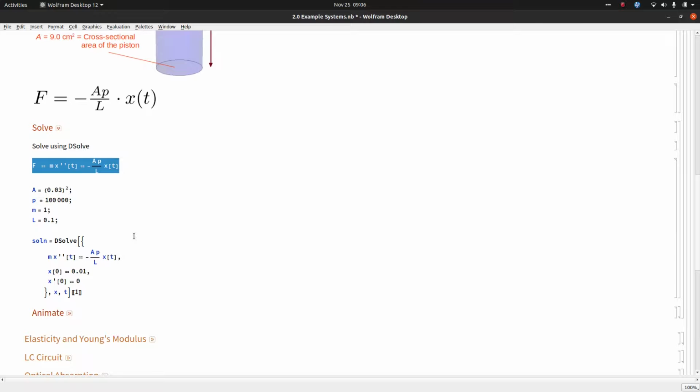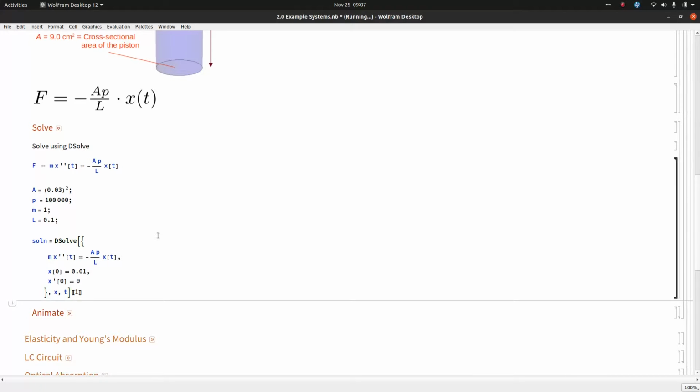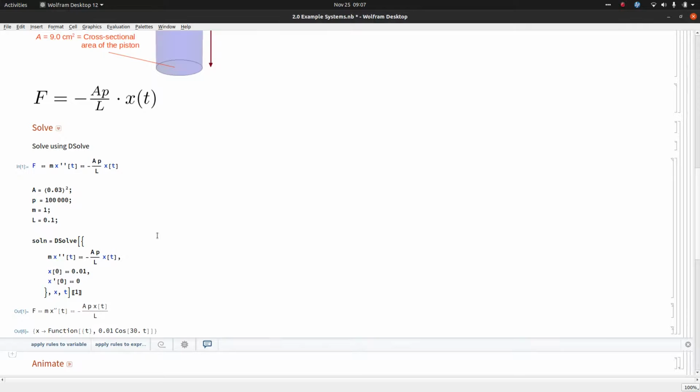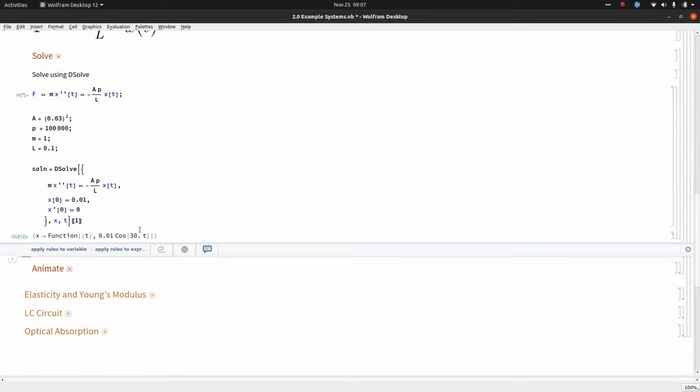We can create that equation in Mathematica. Again, we can define values for our constants. Again, we can use DSolve. We can plug our equation of motion in. We can set our initial conditions. And we can run that to get our solution. I'll just comment that out to make sure I just have the solution. That's the output.